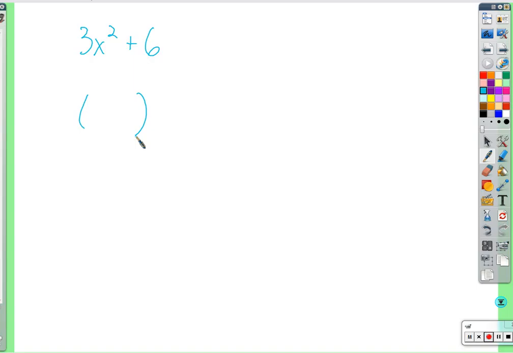Anyone think of what could have been distributed into what else to get 3x squared plus 6? A 3? Distribute a 3 into what? What's in the parentheses? X squared? Yeah, 3... plus 2. Yeah, exactly. That's exactly what factoring a monomial looks like. The 3, if we were to distribute it back in, would give us 3x squared plus 6. Factoring a monomial, a little simple deal.